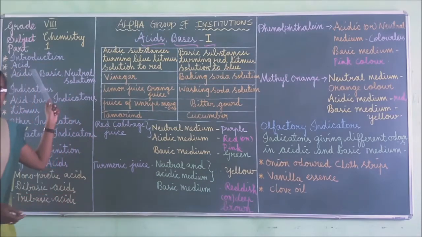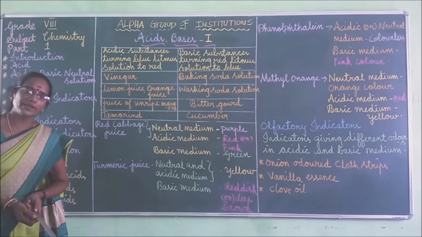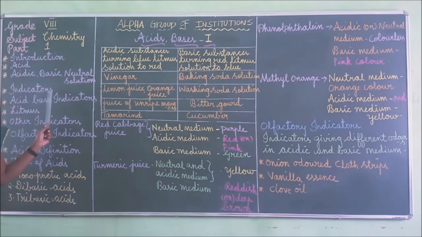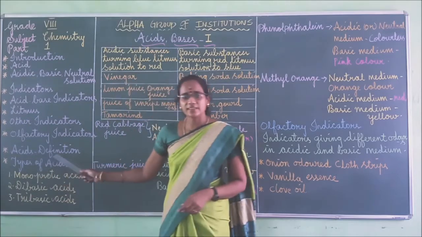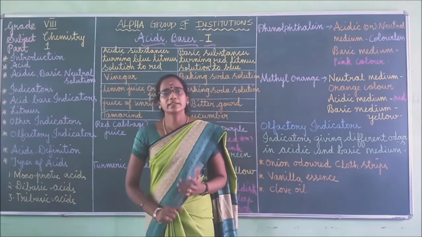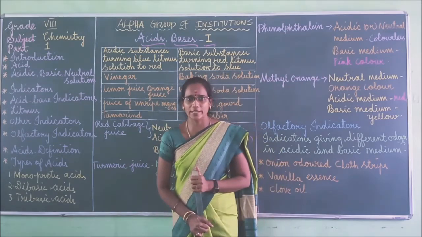That is, what is meant by acid, definition for acid, acidic substance, basic substance, what is meant by neutral substance, followed by indicators, acid-base indicators, then litmus indicator. Apart from litmus indicator, other indicators. What are the other indicators we are using? Next one, olfactory indicators, acids definition, finally types of acids. So these things we are going to cover today.